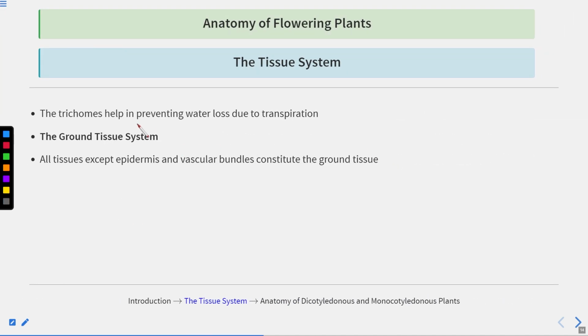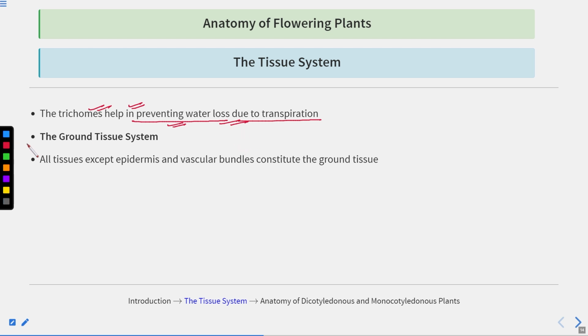The trichomes help in preventing water loss due to transpiration. They do not allow the extra water to get lost from the surface of the stem. Okay, so this is all about the epidermal tissue.